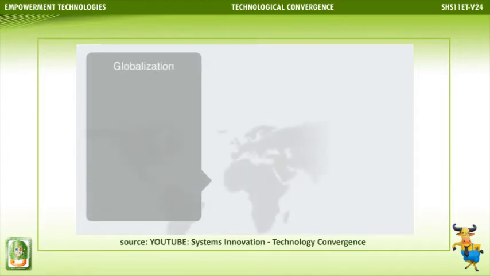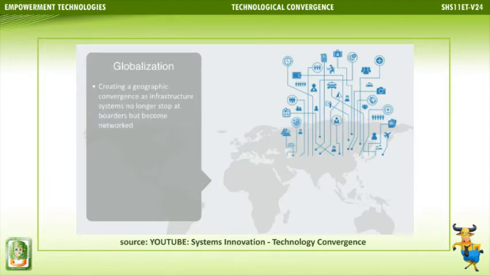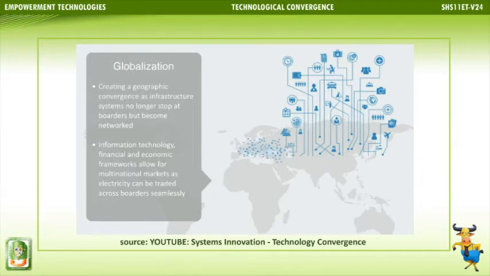Lastly, globalization is also a factor here, creating a geographical convergence as infrastructure systems no longer stop at borders, but become networked on a multinational and regional or even global level. Information technology, financial and economic frameworks allow us to create multinational markets, as something like electricity can be traded across borders seamlessly, creating interdependencies between previously autonomous national infrastructure systems. The best example of this being the European Union, as it starts to create the regulatory frameworks for transportation and utility systems to span the entire continent.